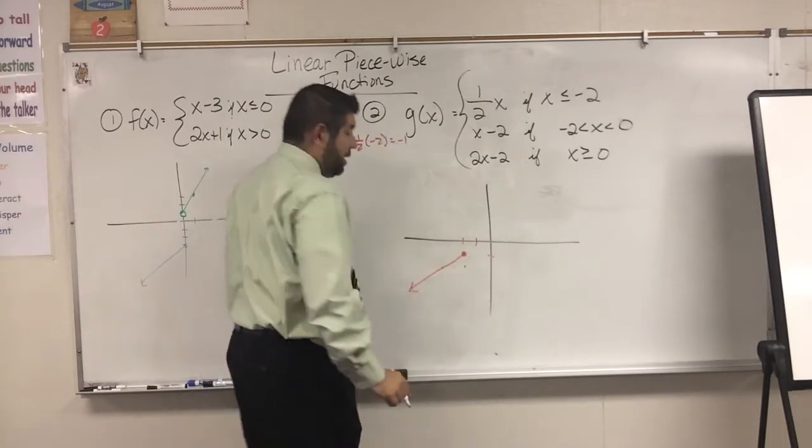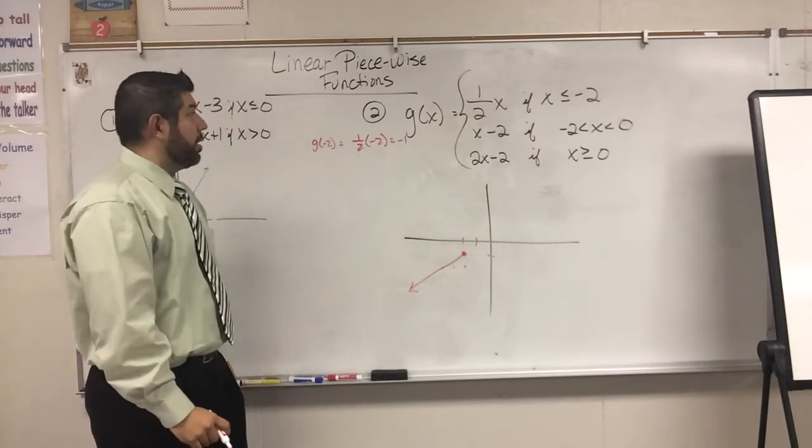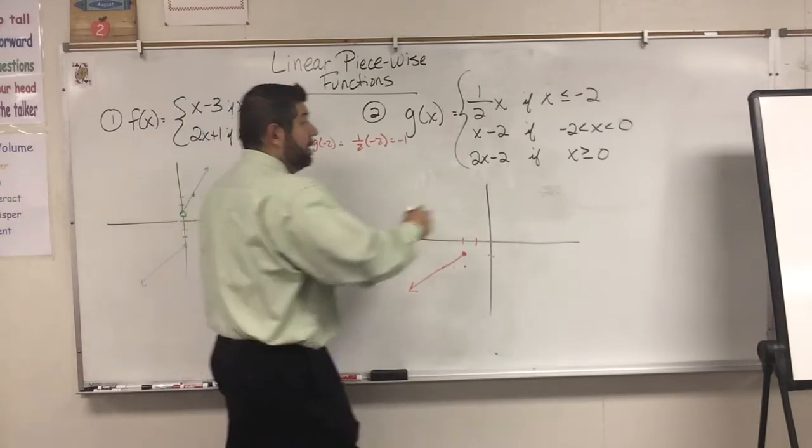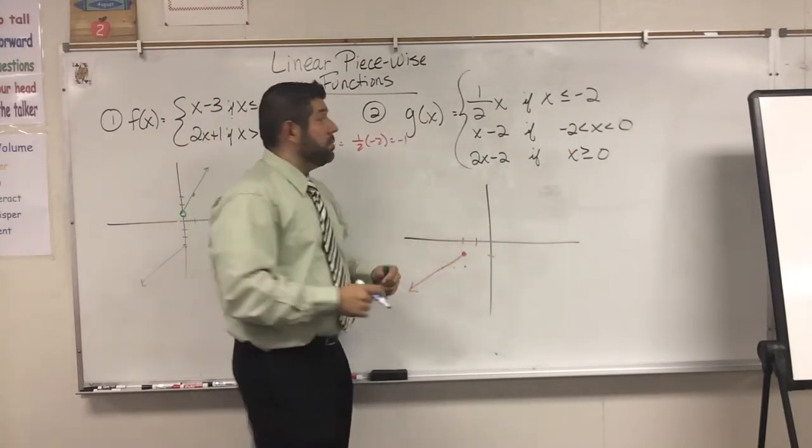And I'm going to graph my line. It should be a positive slope, right? Now I'm going to do the next one. So this one has 2 endpoints.